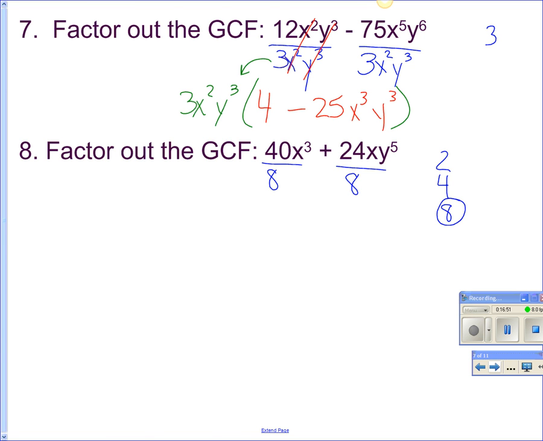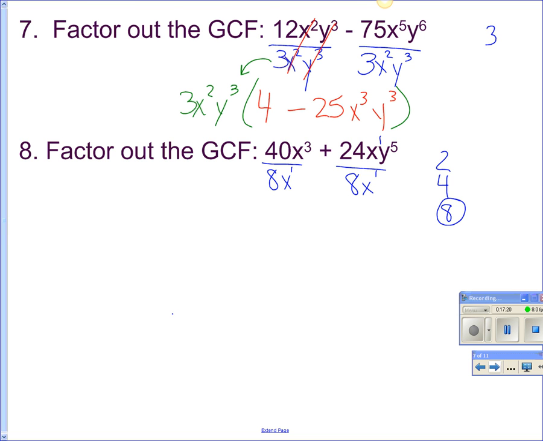Let's see who's up next. Ethan H., do I want x to the third or x to the... All right, I want x to the first. Guys, does this one have a y over here? Can they have a y in common if this one doesn't have one? No, you don't write any y's on the bottom because they don't have that in common. So you don't write it on the bottom, okay?